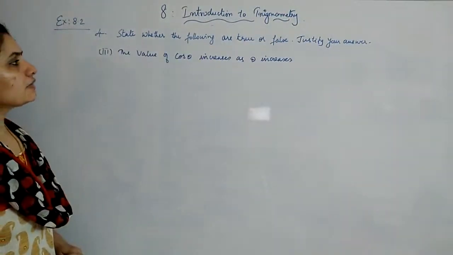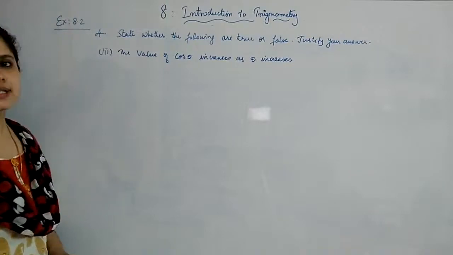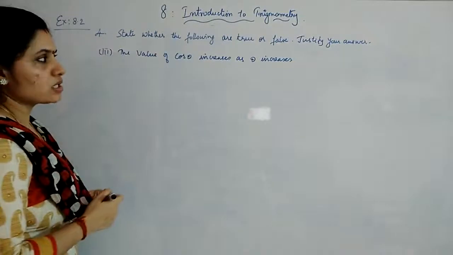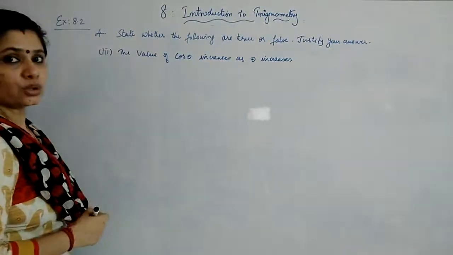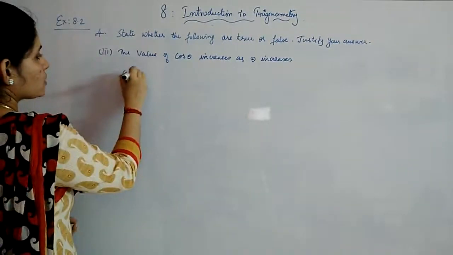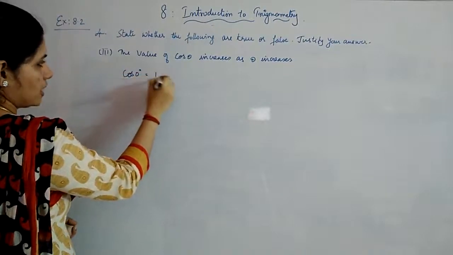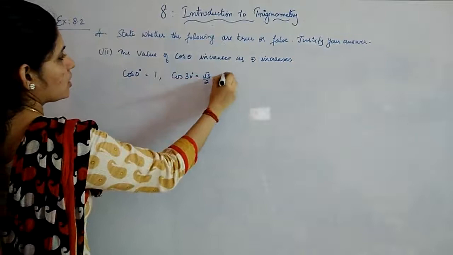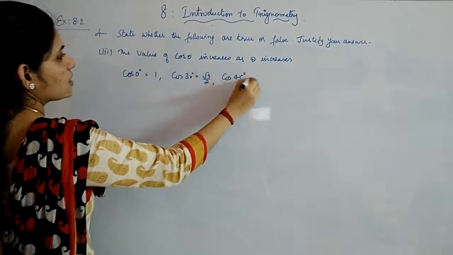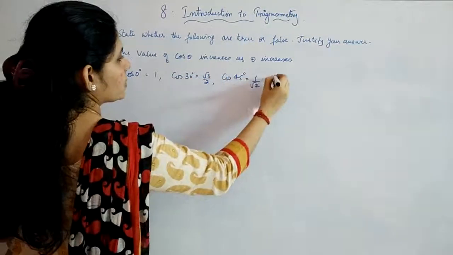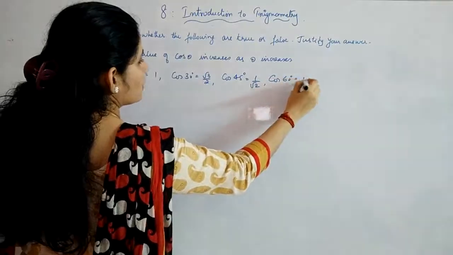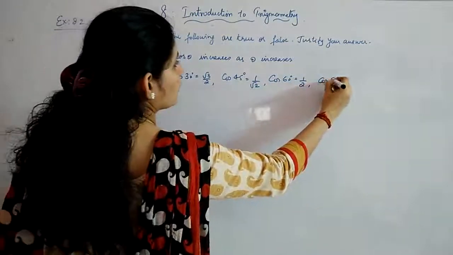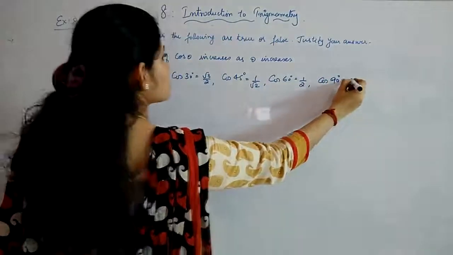Subdivision 3 is the value of cos theta increases as theta increases. So again we will find out the values of cos, which we know from 0 to 90 degree. Okay, so what is cos 0? Cos 0 is 1. What is cos 30? It is root 3 by 2. Cos 45, it is 1 by root 2. Cos 60 is 1 by 2, and cos 90 degree is again 0.